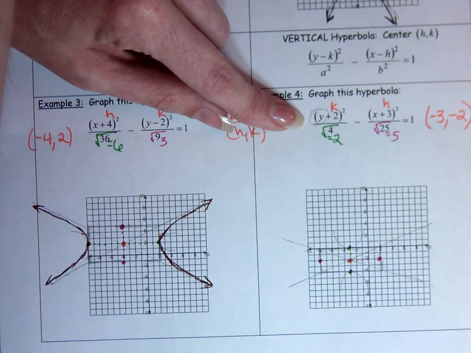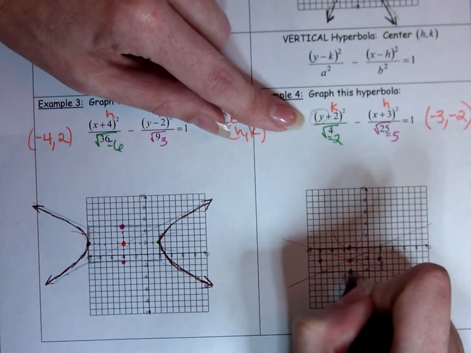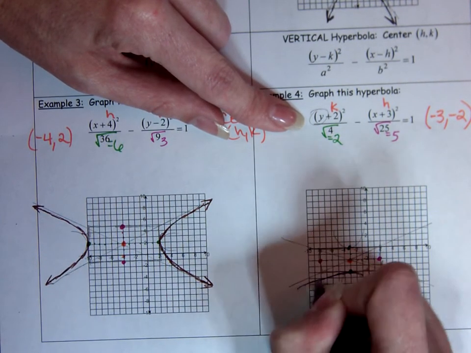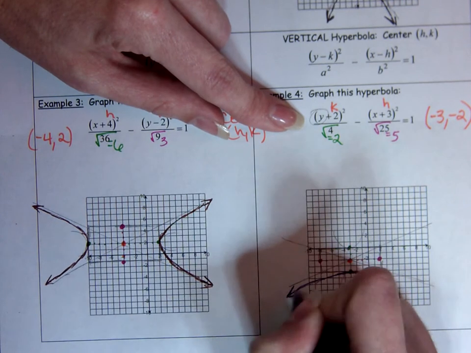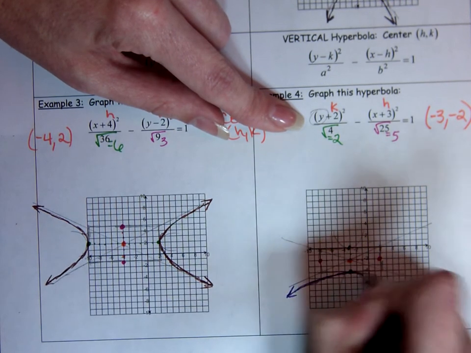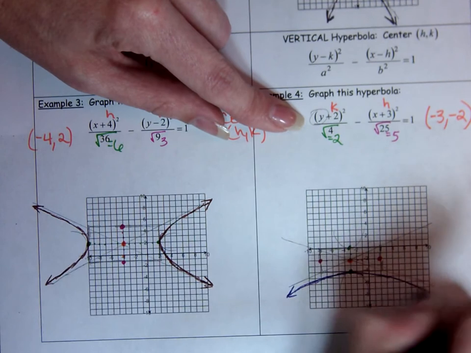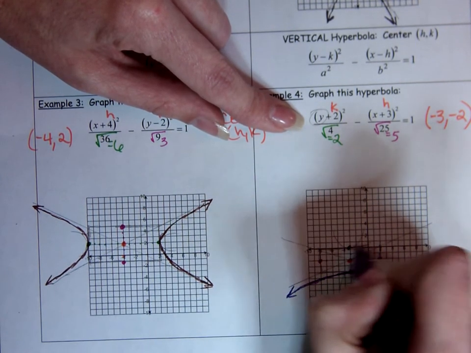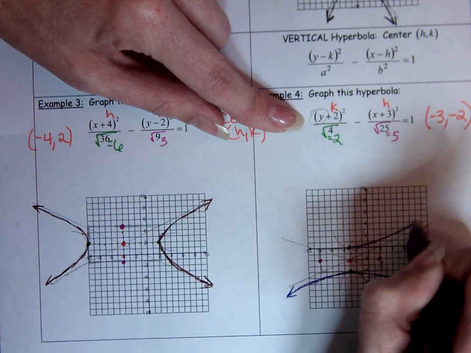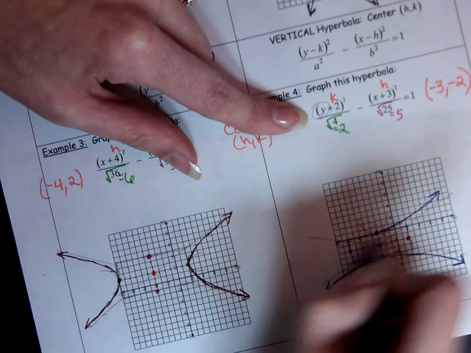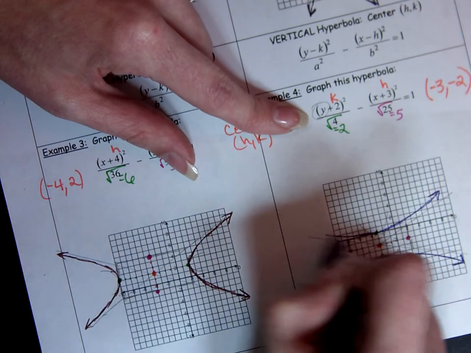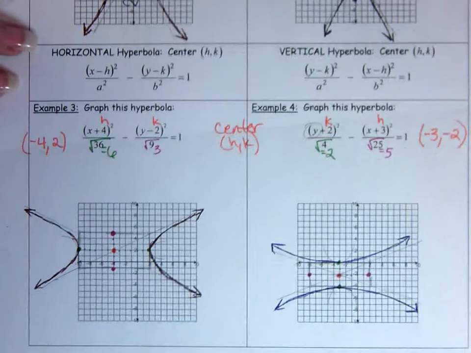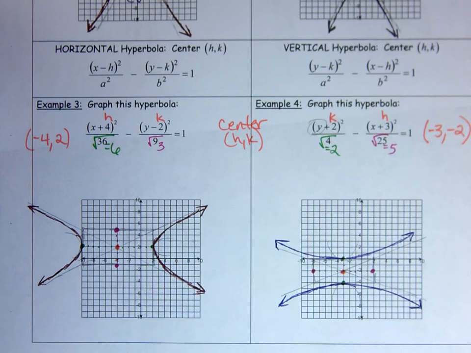Once we get those on there, then we can draw a really wide curve. To me, the wider ones are harder to draw than the narrow ones. Sketch it out. And there's our last example of a hyperbola.